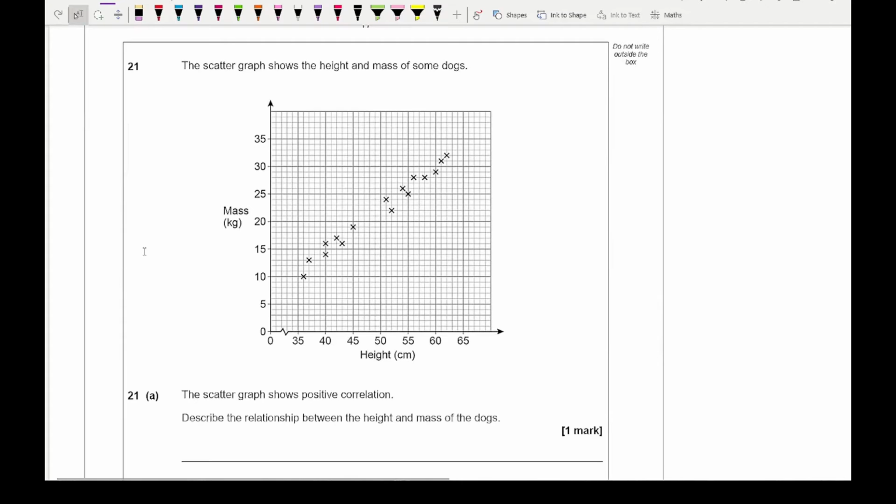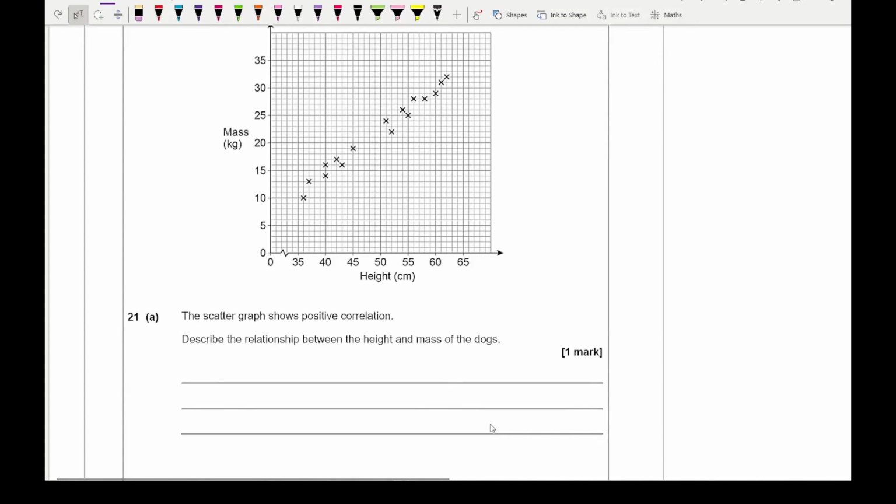Moving on to question 21, it says the scatter graph shows the height and mass of some dogs. The scatter graph shows positive correlation. Describe the relationship between the height and the mass. Well, if it's got positive correlation, that basically means that as the height of the dog increases, so does its weight. So something along the lines of the taller the dog, the heavier it weighs.